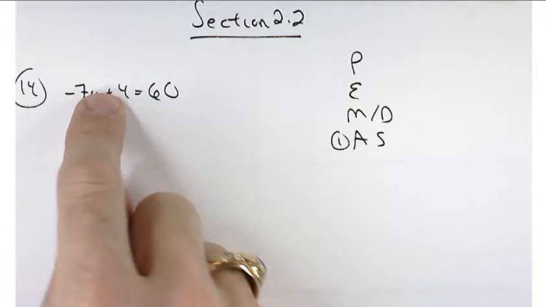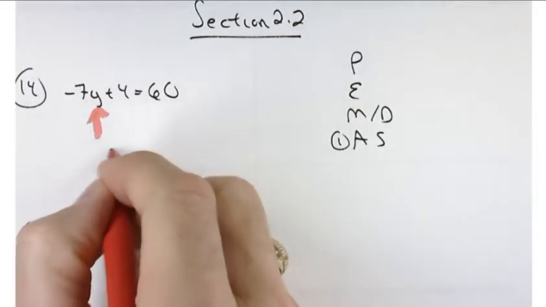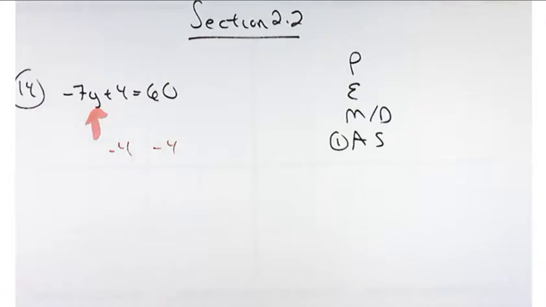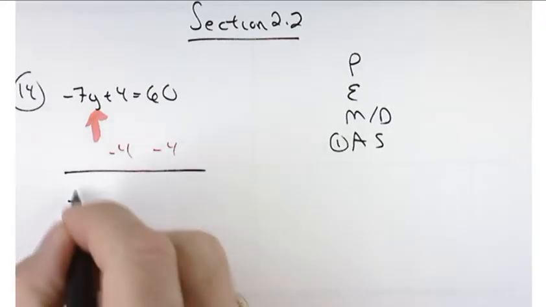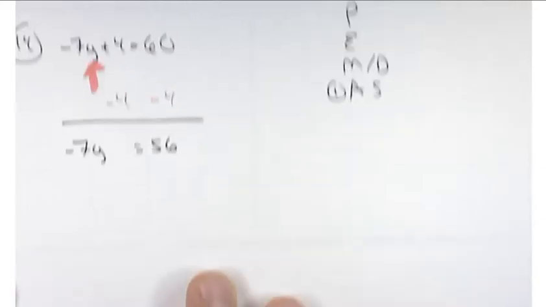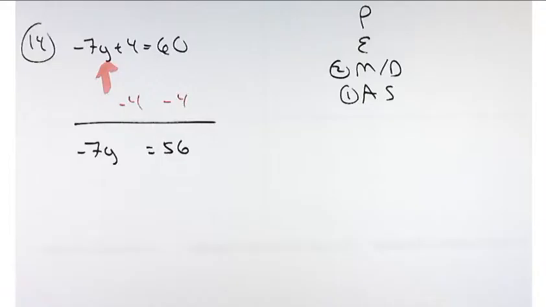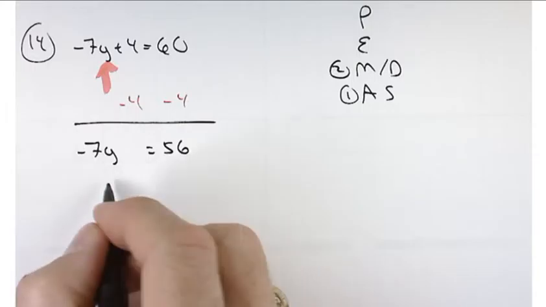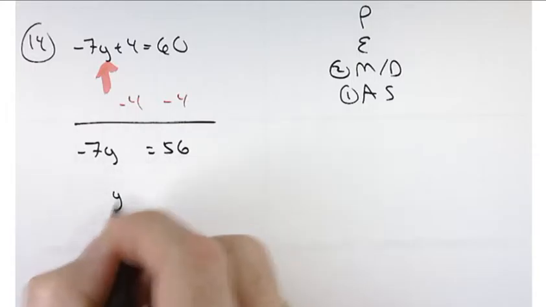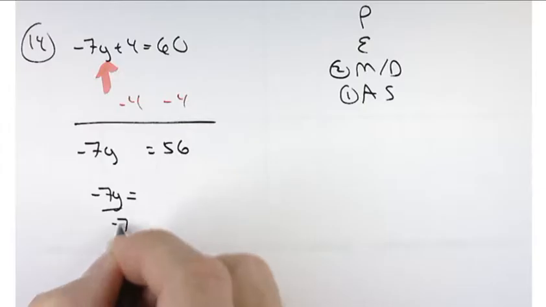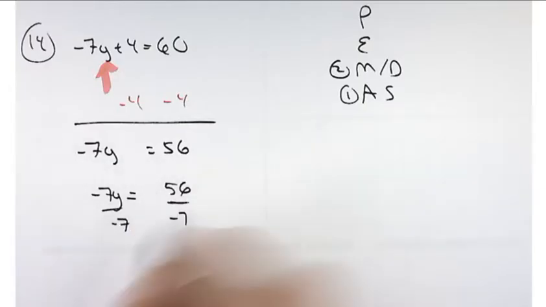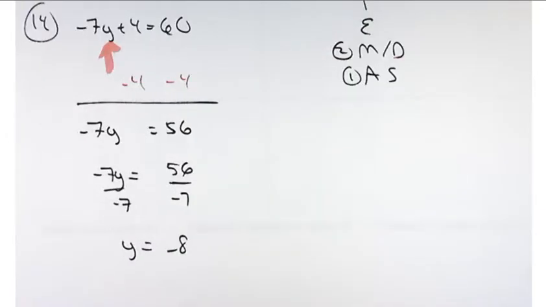So in this case, it would be to do what? Subtract 4. All right, so I get -7y equals 56. Next, you do multiplication or division. And these are rough guidelines. You can change things up as needed. What's next? Divide by -7. So divide both sides by -7. 56 over -7. Y is what? -8. Good.